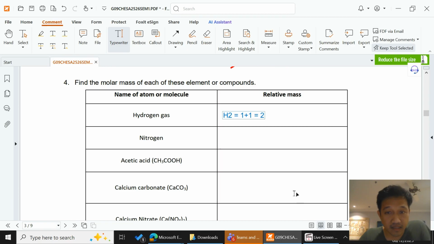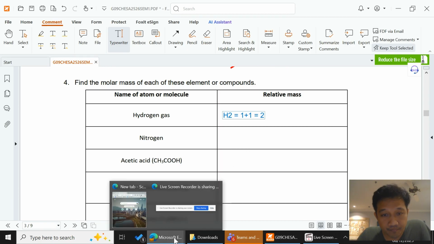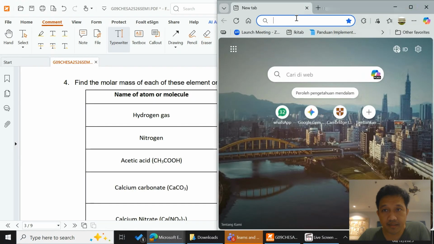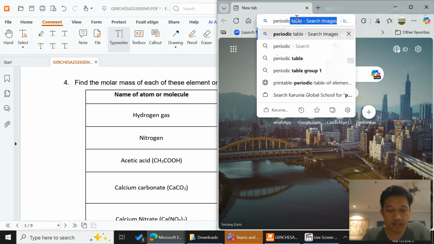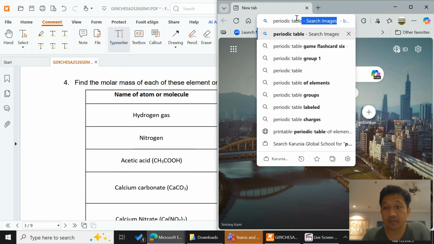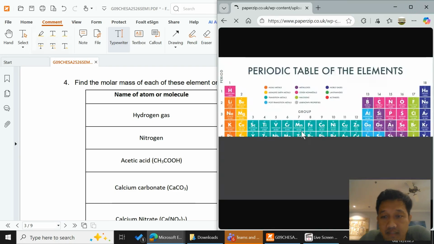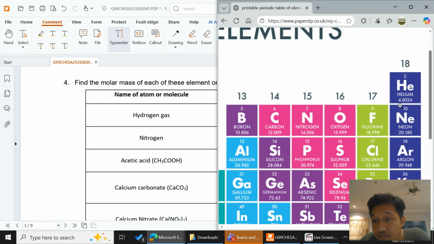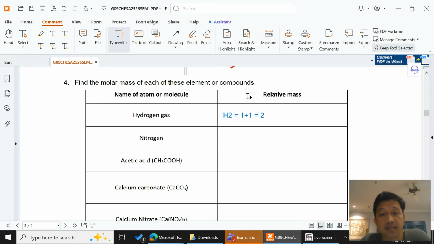That's the relative mass. What about nitrogen? Let's see the periodic table here. Okay, there you go. Let's check the nitrogen, supposed to be 14. Is it correct? See, 14.006. Round it up to 14.